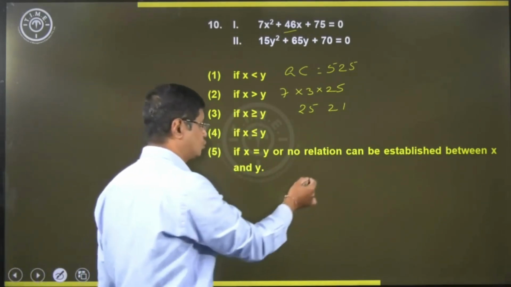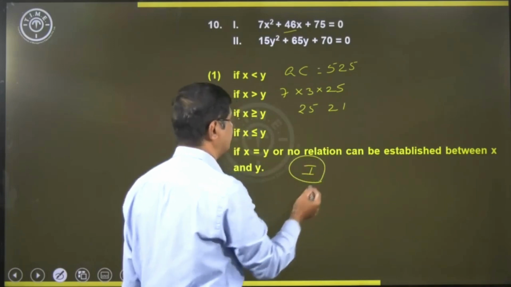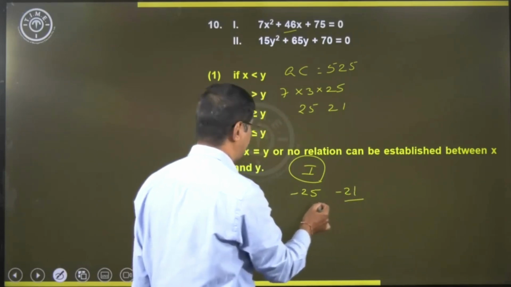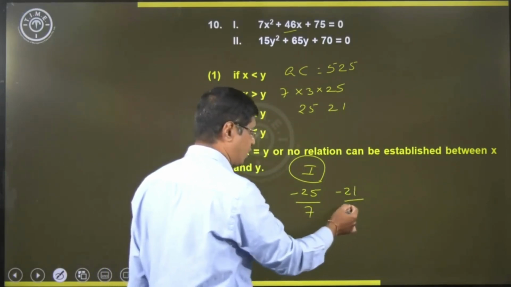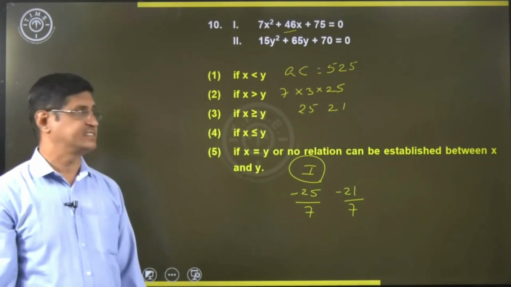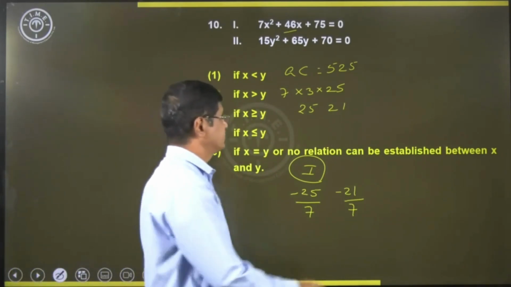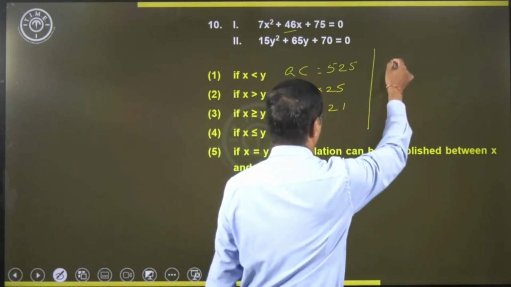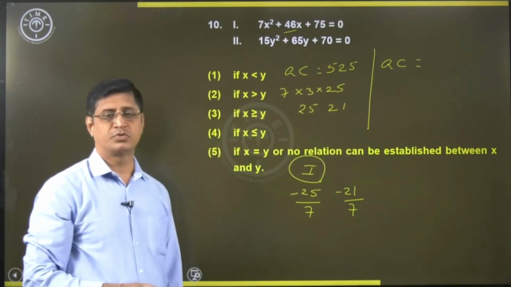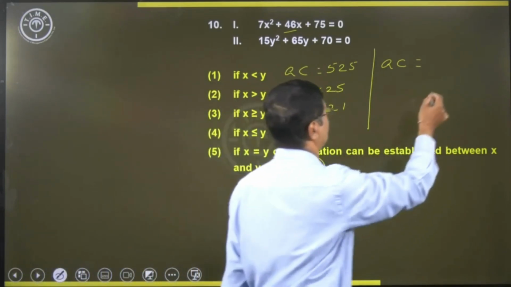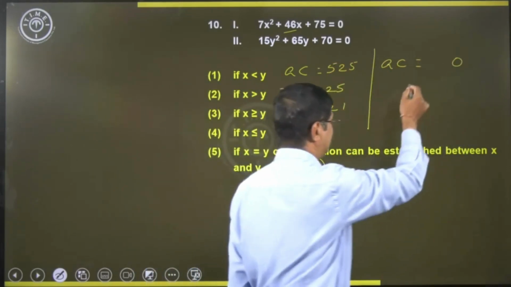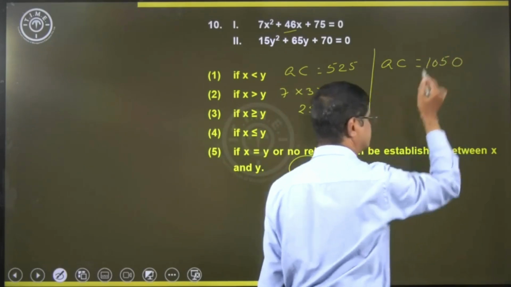Then what about the roots of the quadratic equation? First quadratic equation: minus 25 minus 21 by the coefficient of x square. So minus 25 by 7, minus 21 by 7. Look at the second quadratic equation. A into C is equal to 15 into 70, 0 as it is 0. 7 times 15, that is 105. So the value is 1050.